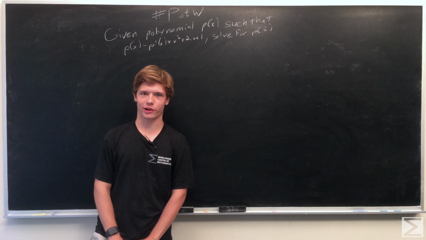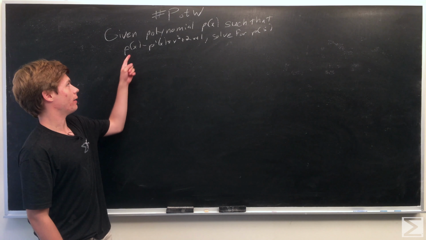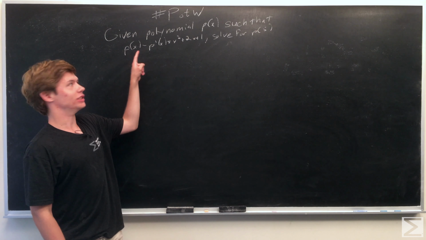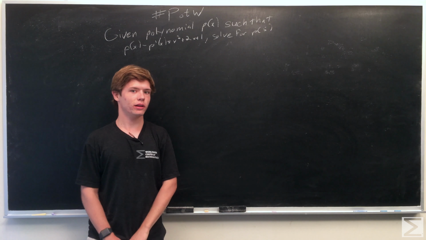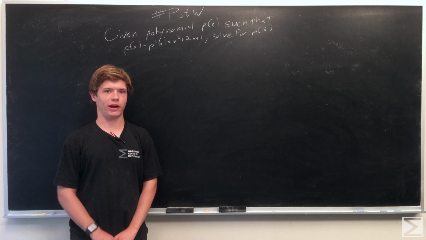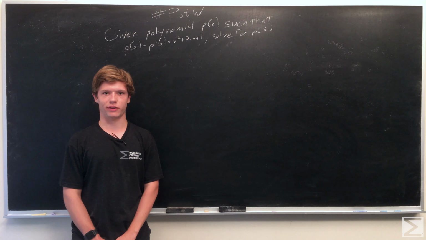In this problem, we are given a polynomial such that the polynomial minus its derivative is equal to x squared plus 2x plus 1. And we need to figure out what the value is of the polynomial when x is equal to 5.